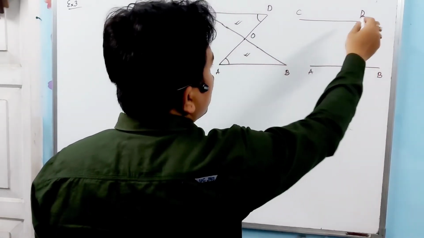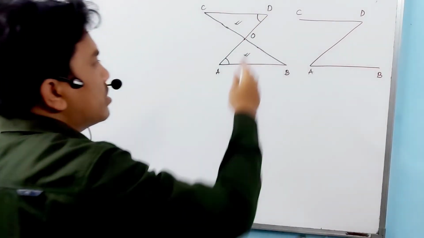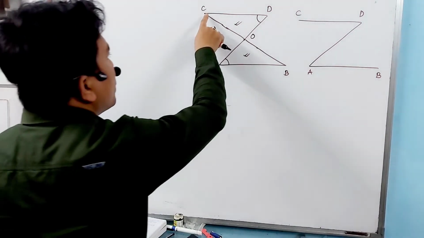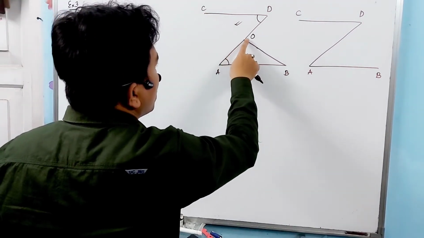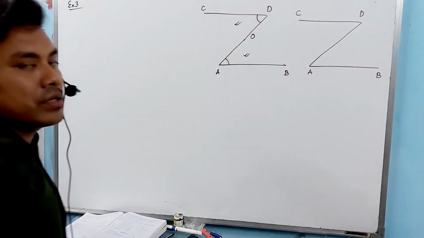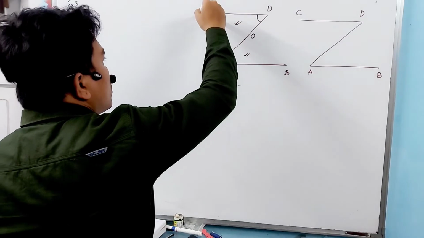AB is parallel to CD and AD is the transversal. We can see it clearly here. Okay, can you see? If I rub this, then I think we can clearly see the transversal AD cutting AB and CD. Okay, so let me draw it once again.